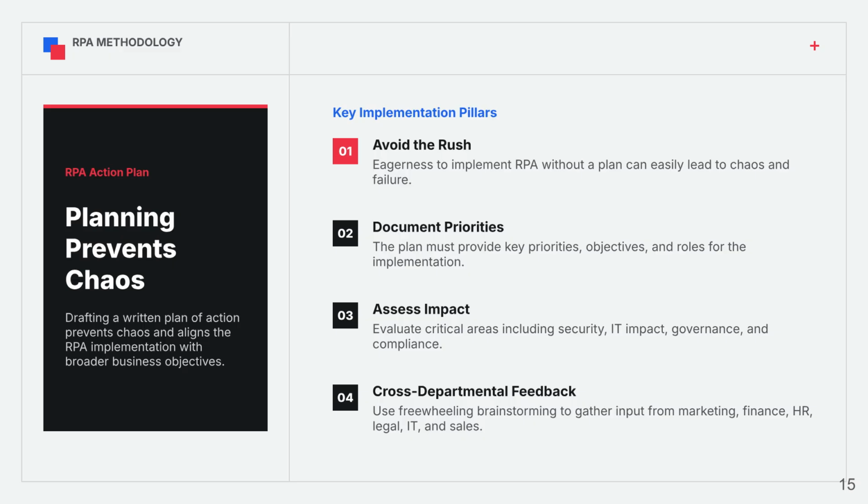The first principle is to avoid rushing into automation. The excitement of adopting RPA can lead organizations to automate processes before fully understanding them. Taking time to analyze and prepare ensures that automation is applied where it delivers the greatest value.